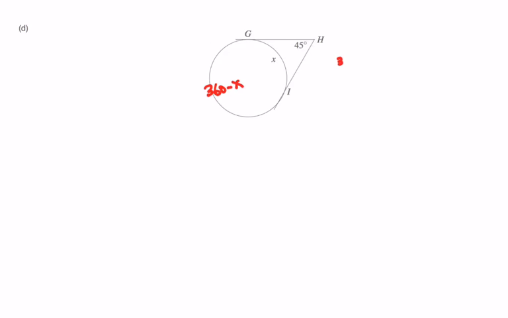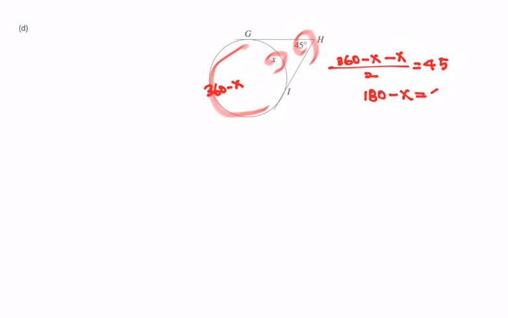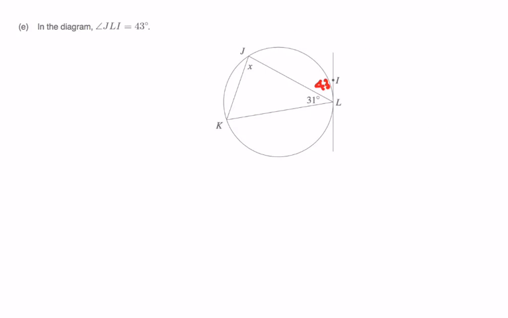Since the angle formed by the tangent is 45 degrees, the outer arc here, because the inner arc is x, will be equal to 360 minus x. Now we apply the formula outer minus inner divided by 2. That should be equal to 45, which is the angle that's given here. Then we get 180 minus x must be equal to 45. Then x is equal to 135. Okay, and that's it. How about the next one?